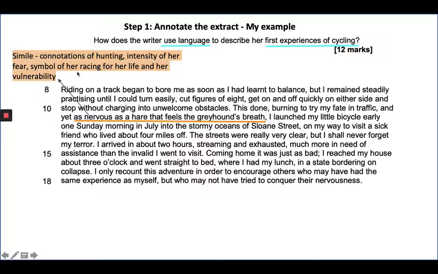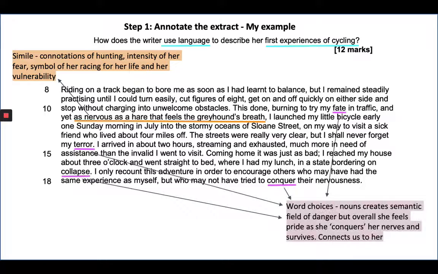Let's look at another one. These words here, burning to try my fate, conquer, collapse and terror. These are word choices of nouns creating a semantic field of danger. She overall feels pride as she has conquered this busy street, but she does feel nervous, and the fact that she feels she survives demonstrates her feeling of anxiety and fear. We feel more connected to her.